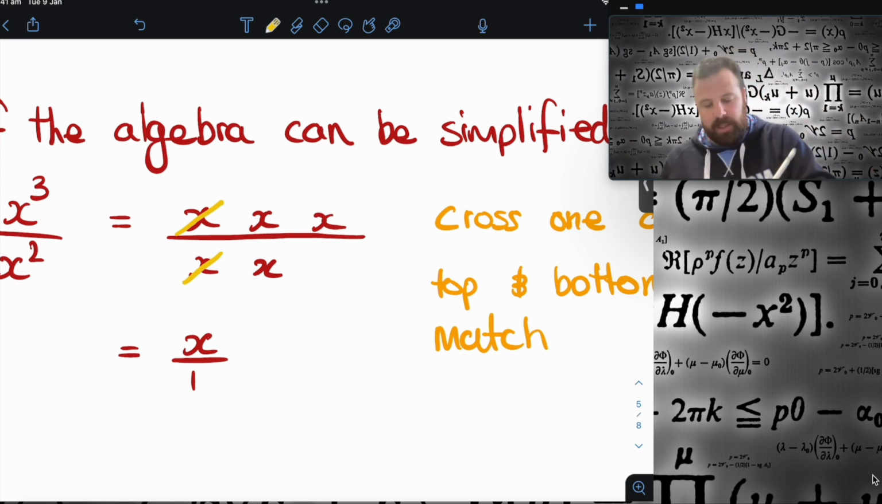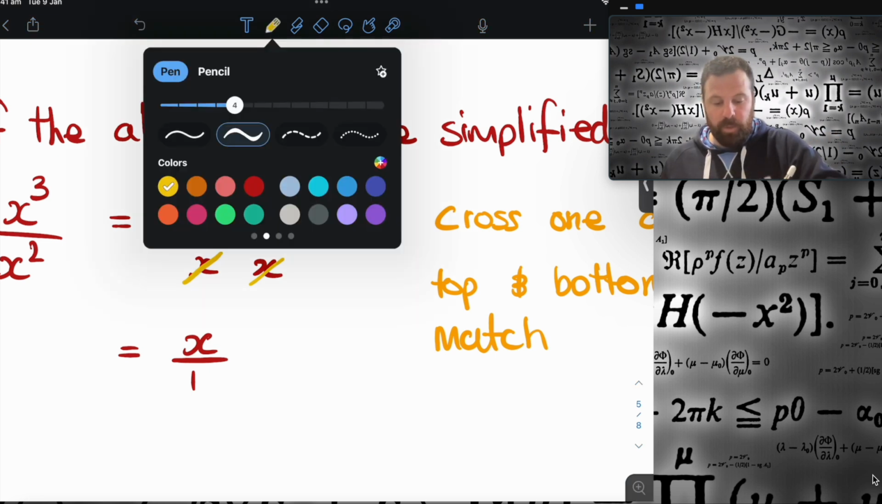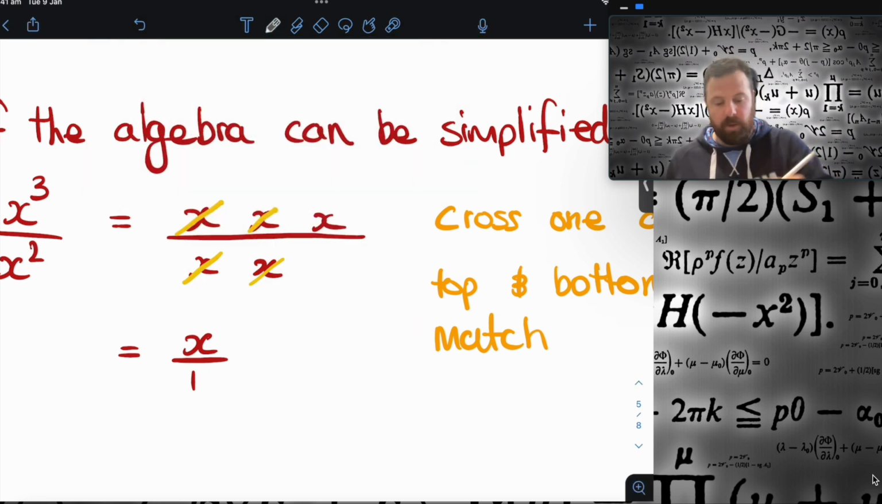I look along, and there's another x in the top, and there's another x in the bottom. So I can cross those pairs out. But notice now how there's nothing left in that denominator. I've divided out anything that was actually left in the denominator. We know that nothing's not there. We know that there is going to be that invisible one there still. So just remember, invisible ones are everywhere in maths.